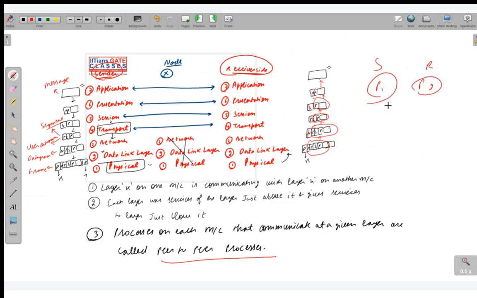So sometimes it is sending, sometimes it is receiving. Sometimes it can become sender, it can become receiver also. Okay. So they are peers. So it is not like that P1 is superior to P2, that means P1 can only send, and P2 can only receive and so on.